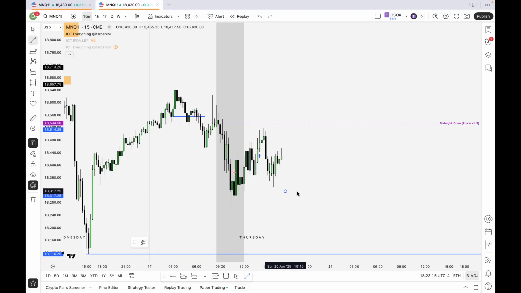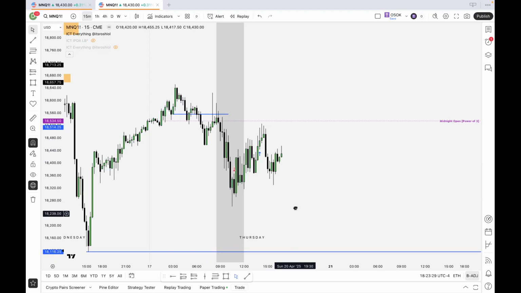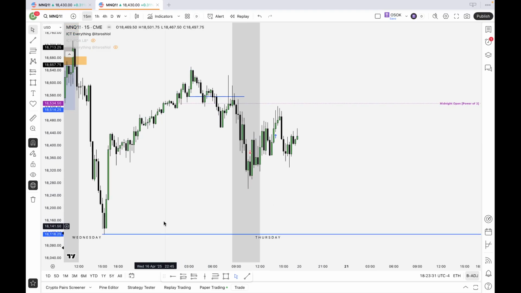And if you extend that out in time, at 8:30 we bump into it again, and notice the bodies respecting that hourly change in the state of delivery, and we sell off. At this point, I'm looking for displacement and a market structure shift for an entry, and we had that right here.